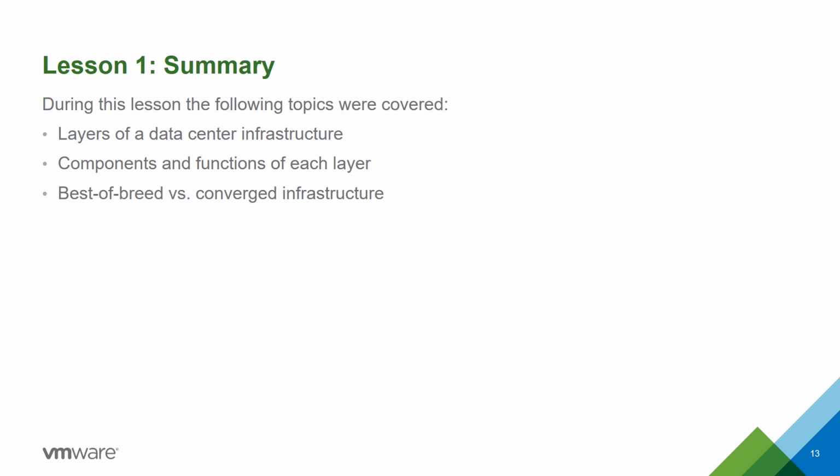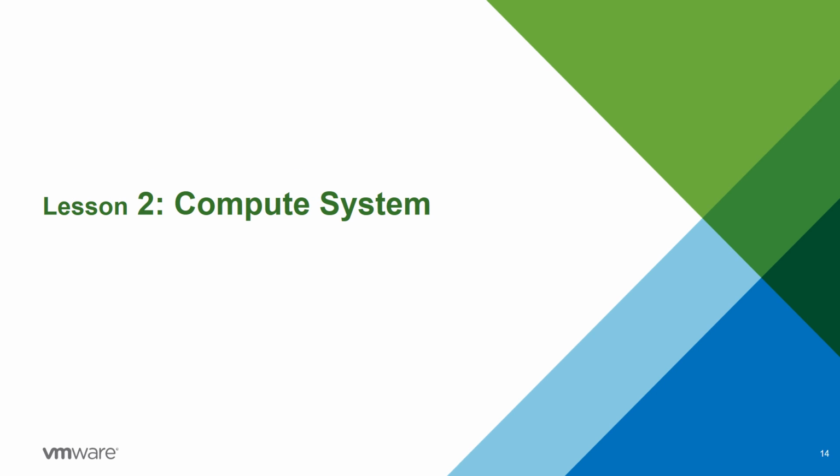So that's the end of our lesson number 1, where we understood layers of data center infrastructure, components and functions of each layer, and best of breed versus converged infrastructure. Let's move on to lesson number 2, compute system.